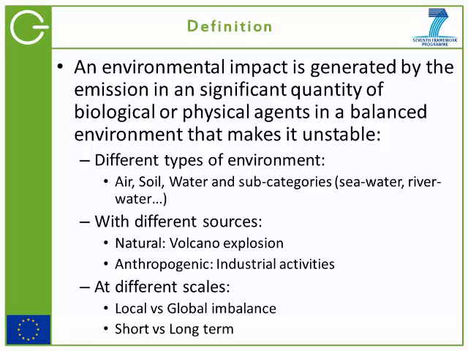Environmental impacts have different sources. Some impacts are consequences of a natural phenomenon, like a volcano explosion. Others are anthropogenic, meaning that the agents that have disrupted the stable environment are generated by human activities, for example, industrial emissions. An environmental impact has a geographical and temporal scale. They can be either local or global, and short or long term.